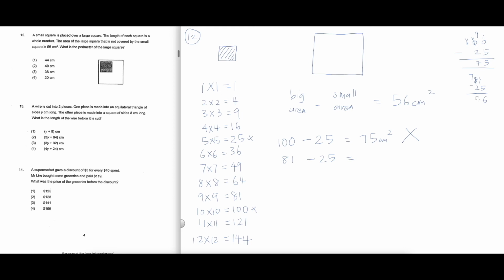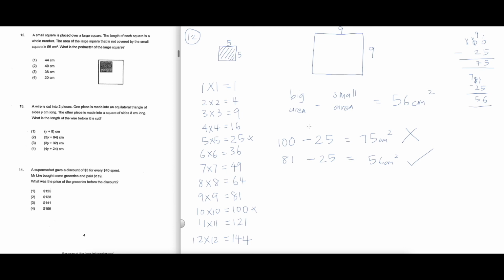I get 6 and 5. Okay, I got it. 56 cm square. So that means my big square, the sides are 9. And my small squares, the sides are 5. Okay? Do you understand? Try and understand this, okay?